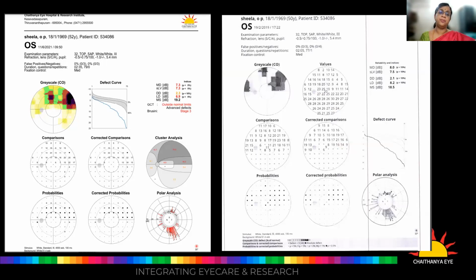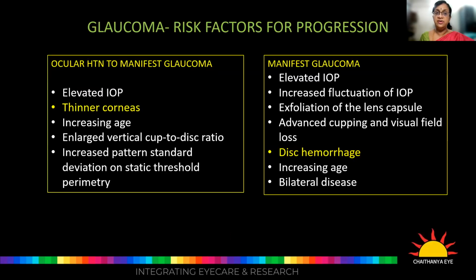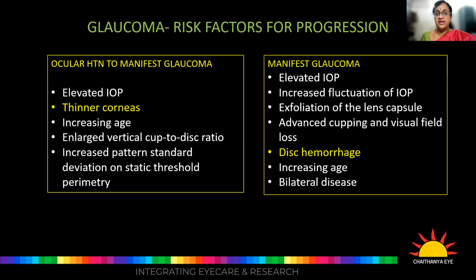till I found a subtle progression in the superior arcuate scotoma. So then I looked into the disc and there I see bilateral splinter hemorrhages. So whenever you have a progression, you have to think of the risk factors for progression and manage the case.